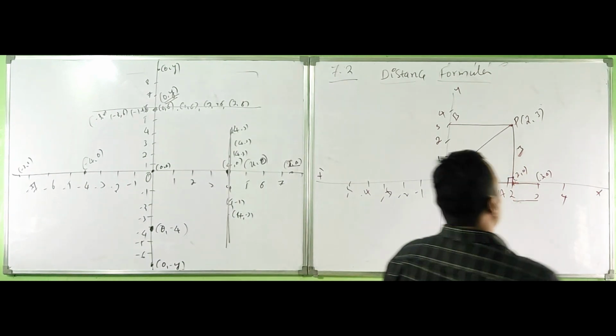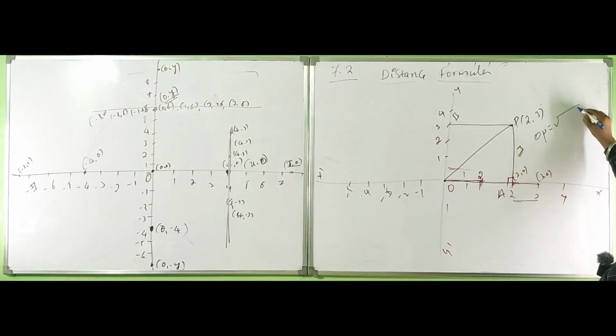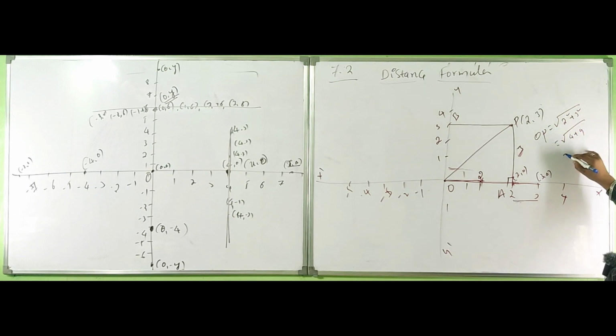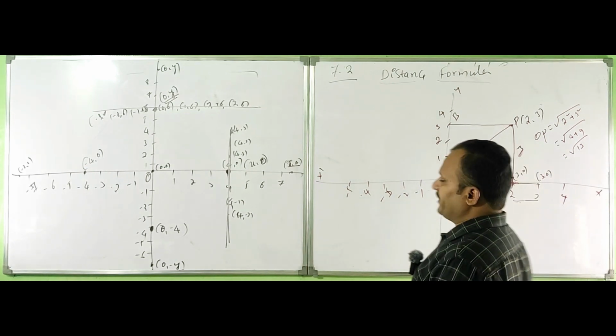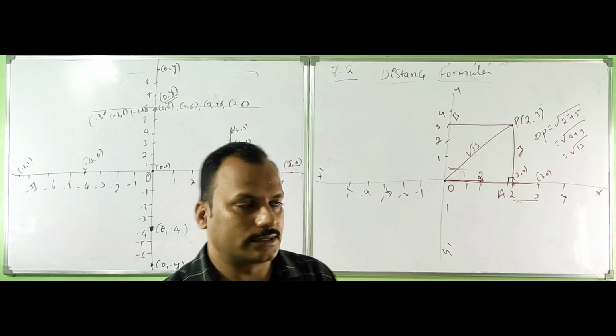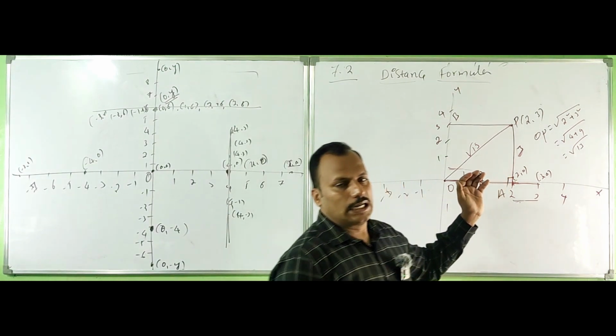Then OP becomes the square root of 2 square plus 3 square, the square root of 4 plus 9, the square root of 13. So this is the square root of 13 units. This is the distance we have taken.